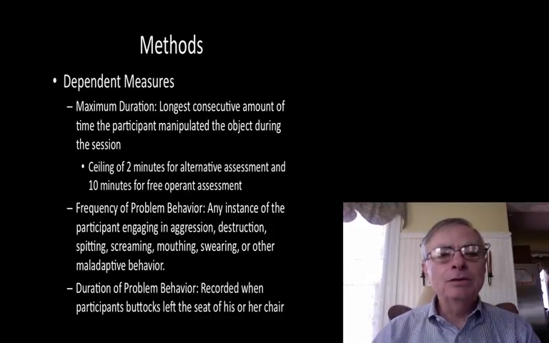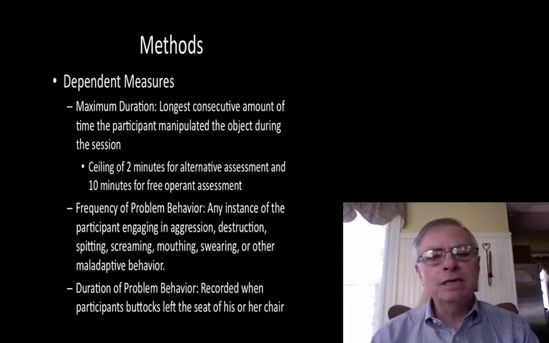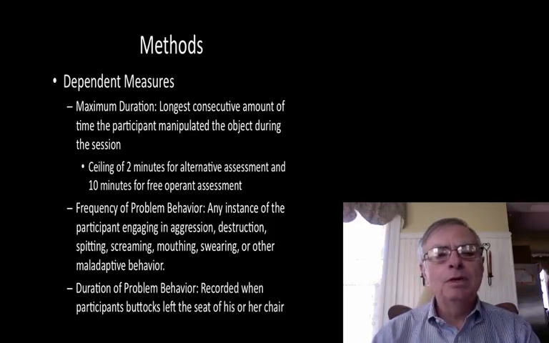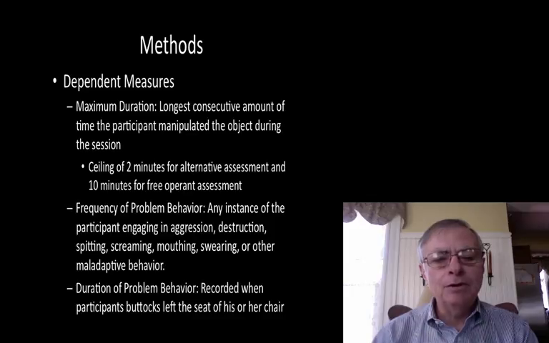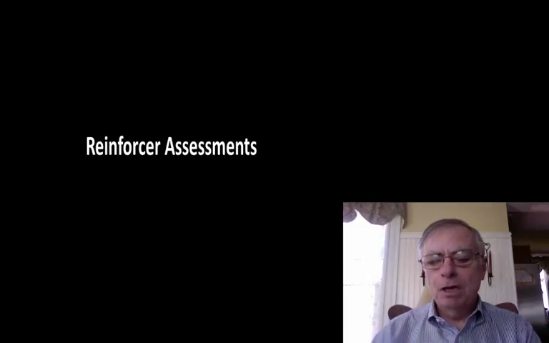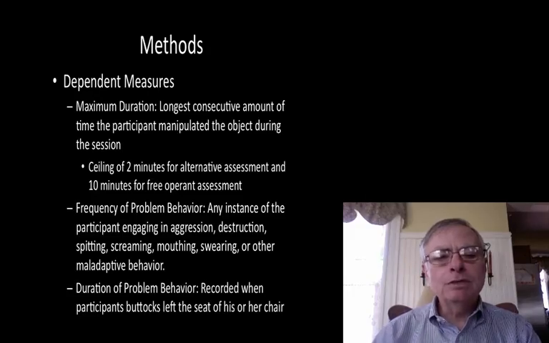The dependent measure was maximum duration, the longest consecutive amount of time, with a ceiling of 2 minutes for the alternative assessment and 10 minutes for the free operant. They also recorded frequency of problem behavior, any instance of the participant engaging in aggression or any maladaptive behavior, and duration of problem behavior. So we're going to look at frequency and duration of challenging behavior. That was a procedure that they seemed to think was an alternative to the free operant procedure.